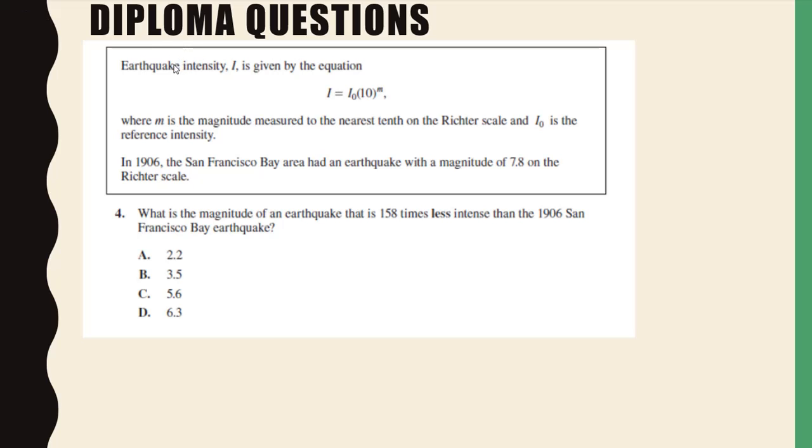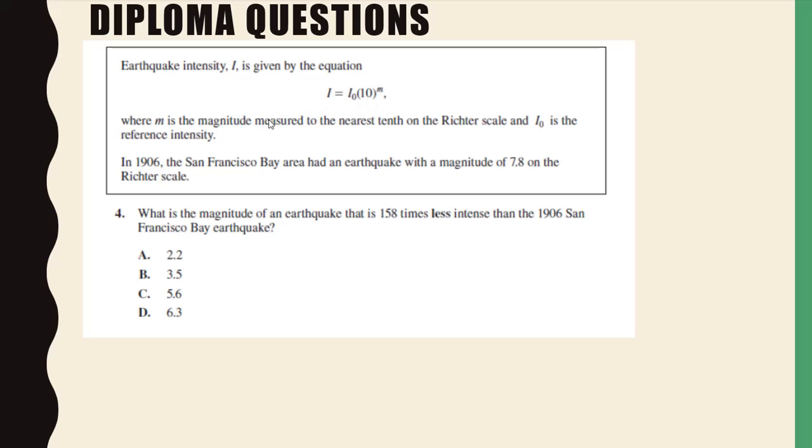All right, next question. Earthquake intensity I is given by the equation I equals I sub O times 10 to the power of m, where m is the magnitude measured to the nearest tenth on the Richter scale, and I sub O is the reference intensity. In 1906, the San Francisco Bay Area had an earthquake with a magnitude of 7.8 on the Richter scale. So what is the magnitude of an earthquake that is 158 times less intense than the 1906 San Francisco Bay earthquake?